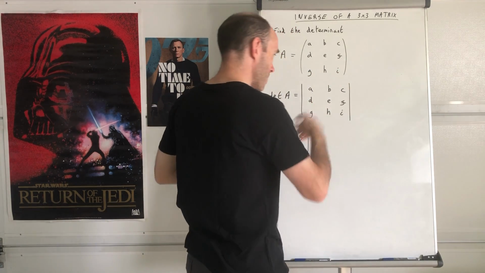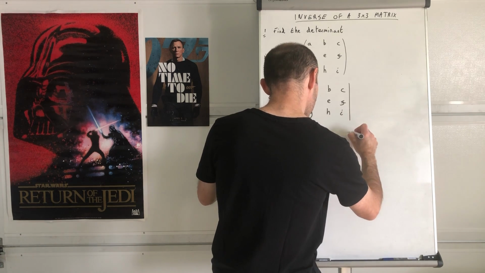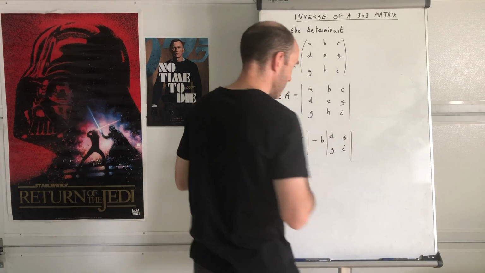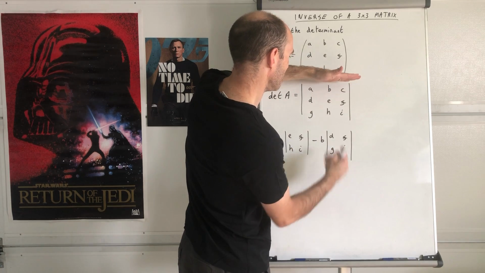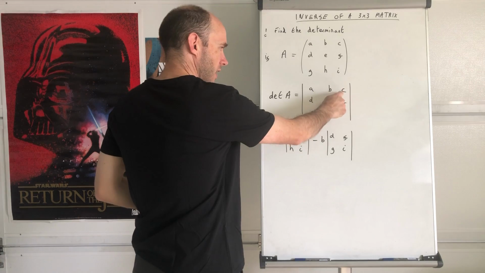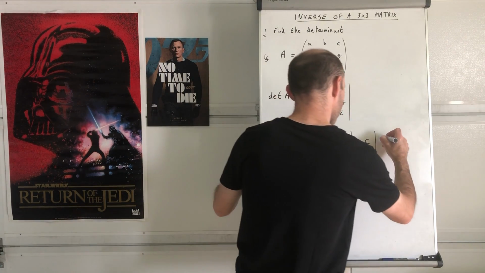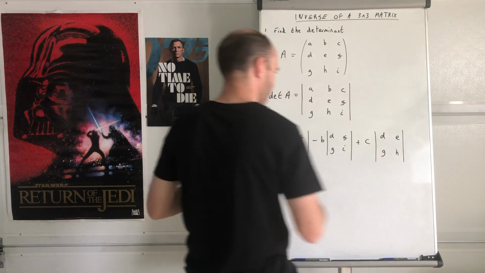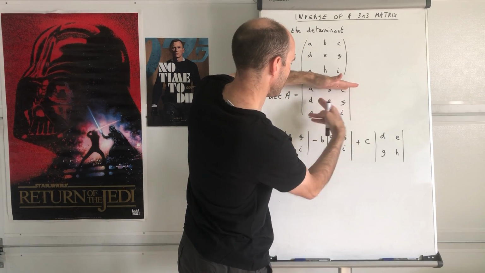Then you move on to the next element, which is b. You subtract that, and you multiply by this determinant, d, f, g, i. Can you see what's happened there? You cross out every element in the same row and column as b, and you're left with d, f, g, i. Then you get to the last element, which is c, and you add c, and multiply by the determinant d, e, g, h, crossing out every element in the same row and column as c.